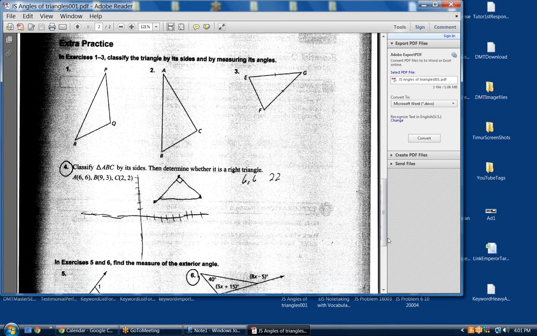Okay. Classify the triangle by its sides and by measuring its angles. What kind of triangle is that? Isosceles? Well, I don't have a measuring device. I don't have a compass. So I can't tell whether that's isosceles or not. However, look at number 3. Number 3 tells you that that side, EG, is the same as FG. That's isosceles.